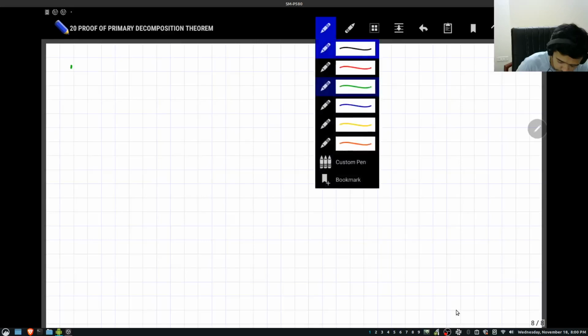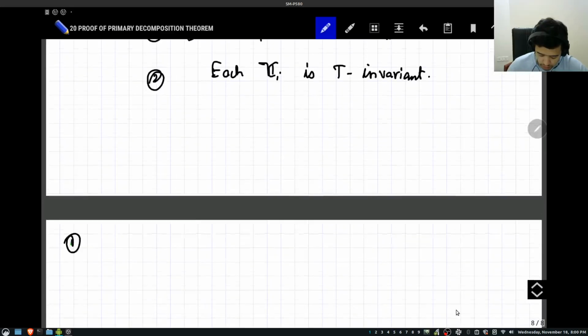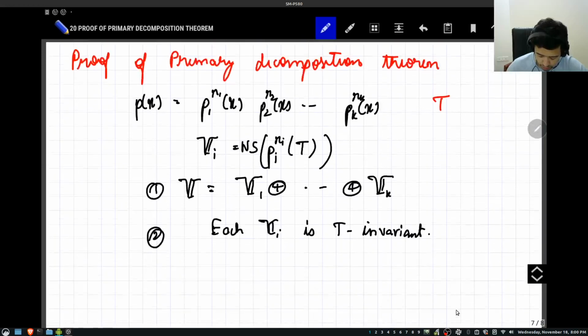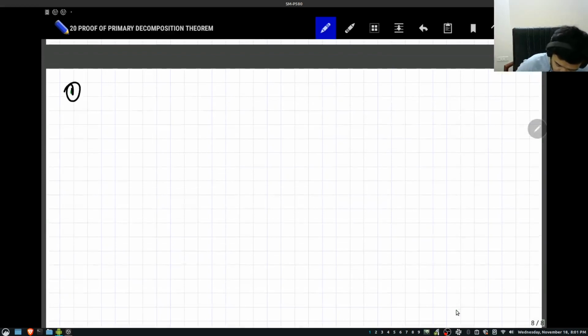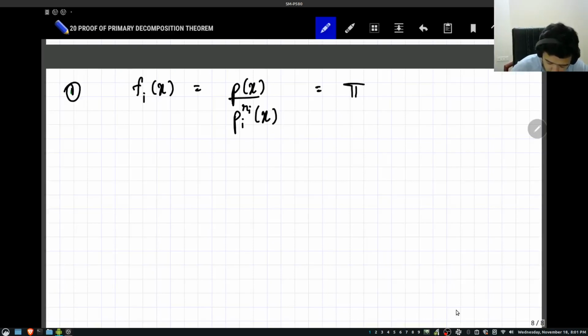Let's suppose that I want to prove the first property, that V is a direct sum of the Vi's. In order to do this, I'll define the following polynomials f1, f2 up to fk. I'll define k polynomials where each fi is the minimal polynomial p of x divided by pi raised to ri of x. In other words, this is equal to the product over all j going from 1 up to k, with j not equal to i, of pj raised to rj of x.